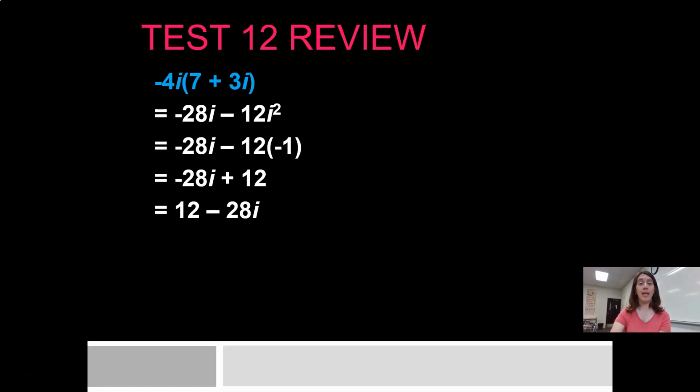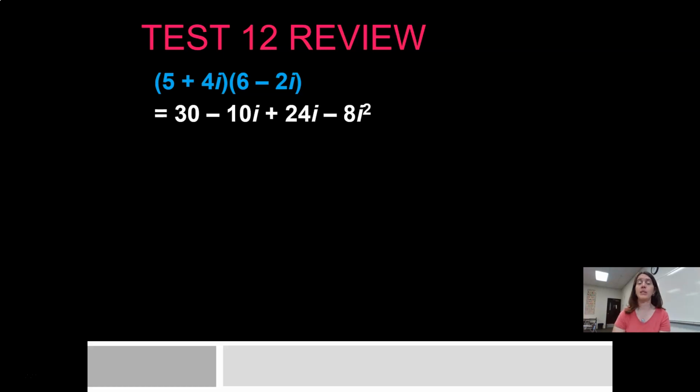The other kind of multiplication question that we talked about from lesson 69 looked like this kind where we had to use our FOIL method to help us on the multiplication. Well, what is FOIL? We're going to multiply the first terms together. So 5 times 6 gave me 30. Then the outside, 5 times negative 2i is negative 10i. The inside, 4i times 6 is 24i. And then the last terms, 4i times negative 2i is negative 8i squared.